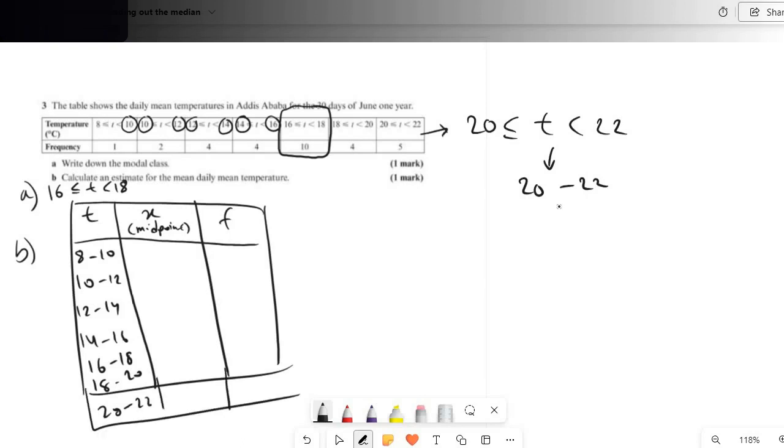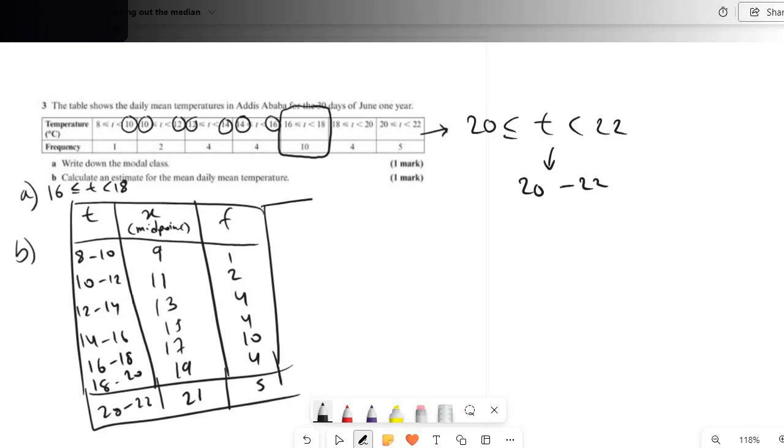Now we can calculate the midpoint, which is going to be 9, and then 10 plus 12 divided by 2 is going to be 11. 12 plus 14, which is 26, divided by 2 is going to be 13. Then 15, 17, 19, and 21. Basically finding the average of these two. And the frequencies are 1, 2, 4, 4, 10, 4, and 5.